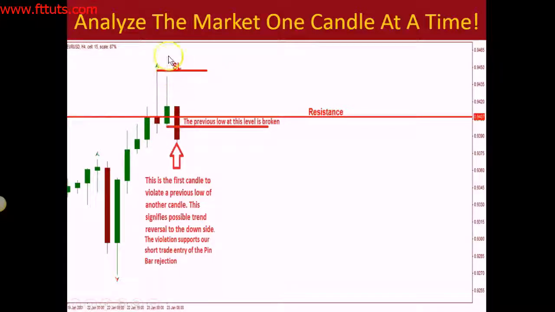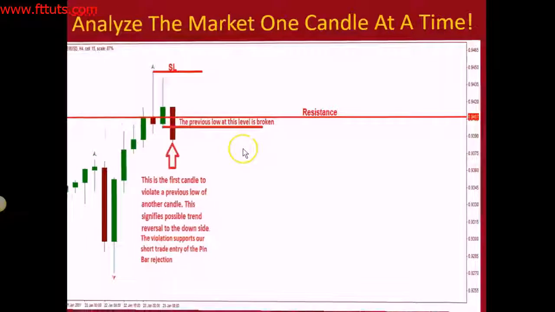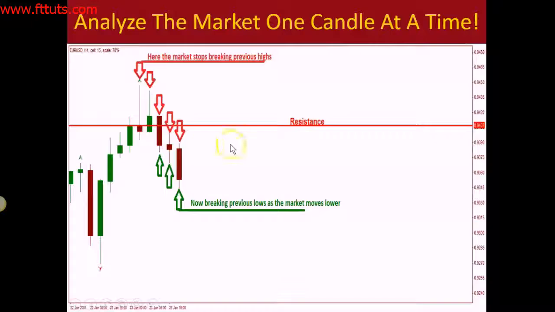All right, and we walked this just like a zone walk. And I showed you how to walk wick trades also. And then you can see what happens here. The market stops breaking previous highs. So it was breaking previous highs. It wasn't breaking previous lows. It was breaking previous highs. And then finally it stops. Now the market's breaking previous lows as the market moves lower. You can see it breaking previous lows. Boom, boom, boom. Broke this low, this and this. And then no high is broken as that takes place.